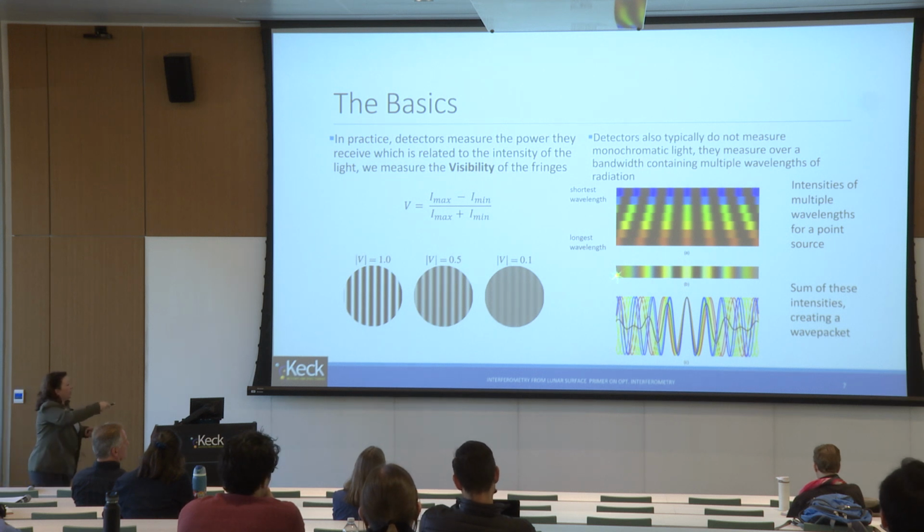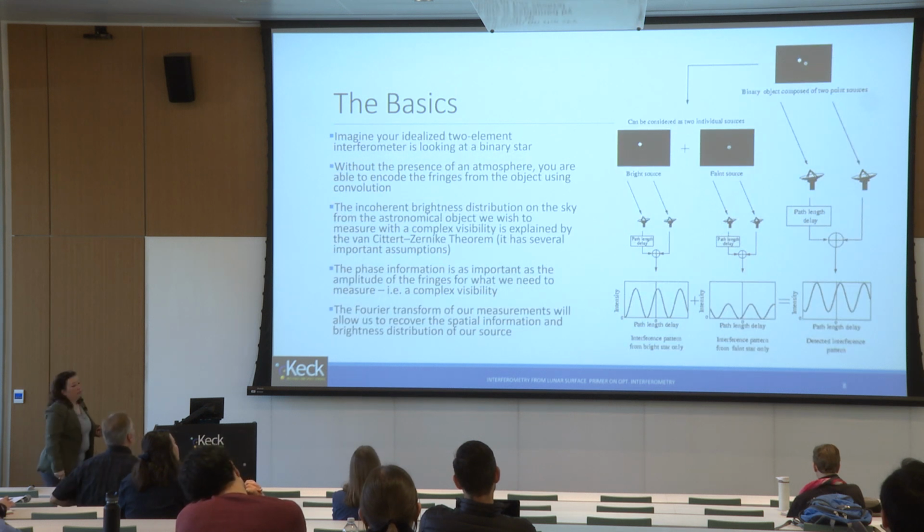And so when all of that light is piled up on top of each other, you'll notice that at the 0 OPD again, you've got a nice high contrast fringe, but as you go away from there, all of the different colors kind of start to smear together. And this gives us what we call a wave packet for the white light.